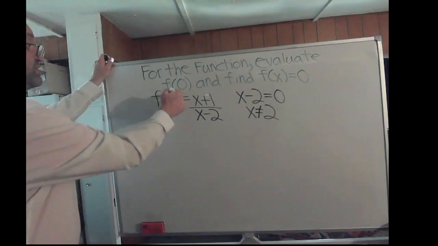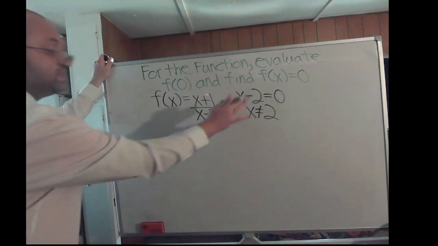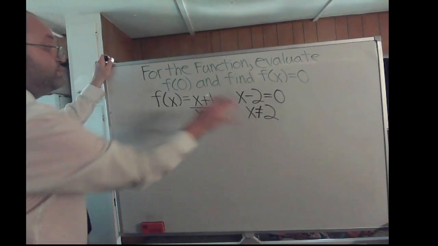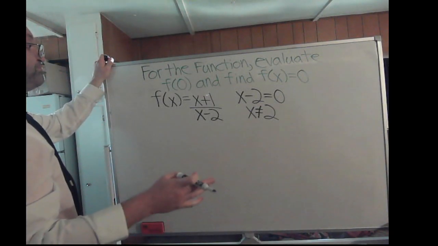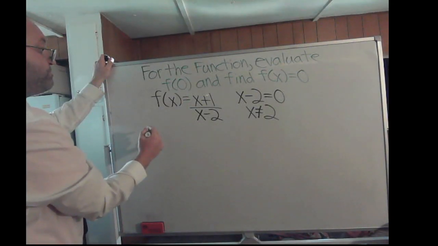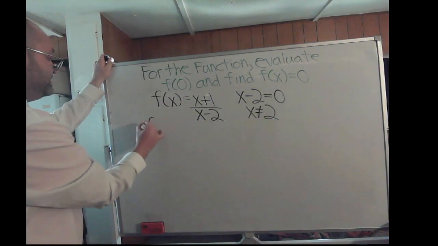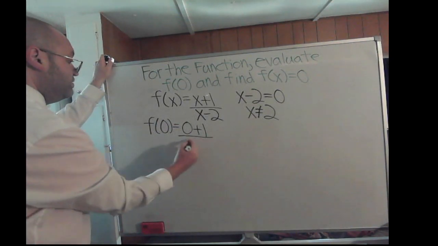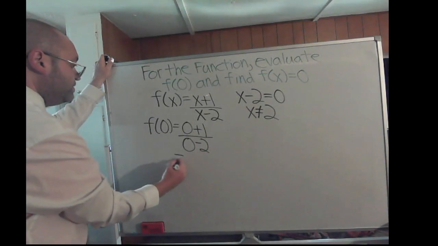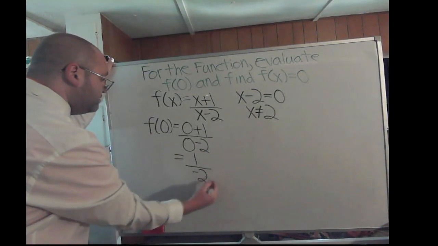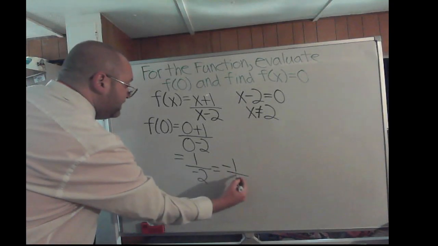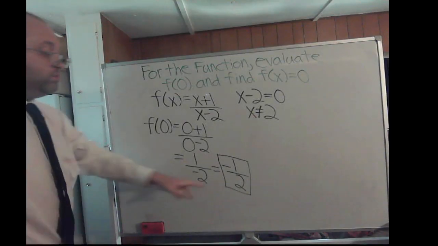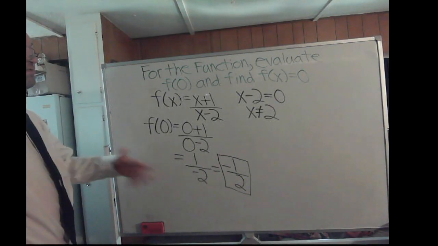But first, we're being tasked with finding f of 0. So always first, find any restrictions, like anywhere the function's undefined. Once you do that, you can proceed with the rest of it. So f of 0 equals 0 plus 1 over 0 minus 2, which equals 1 over negative 2, or simply negative 1/2. So f of 0 is going to be negative 1/2. That would be the solution you get for f of 0.